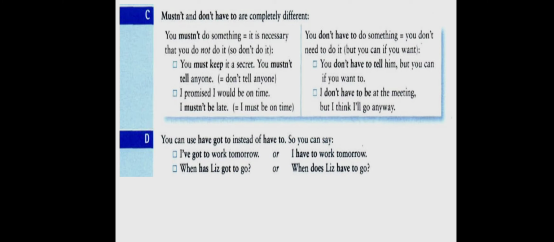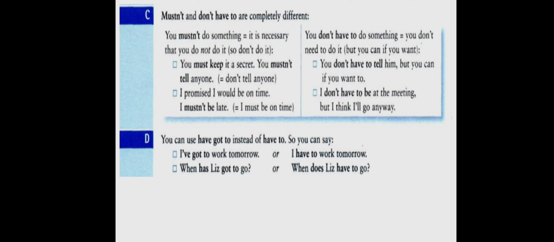Example number 2, I promised I would be on time. I mustn't be late. There is obligation not to be late. So the person says, I mustn't be late. I must be on time.